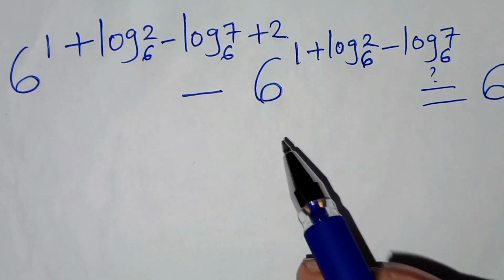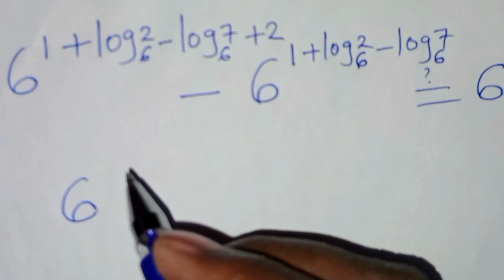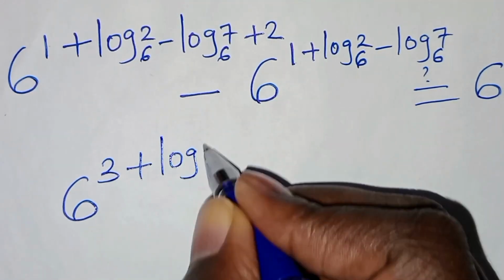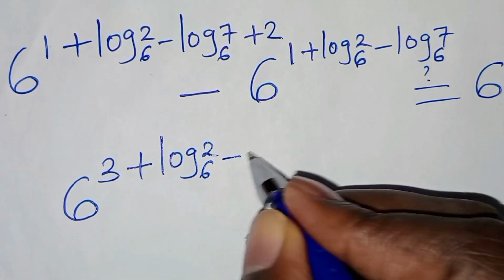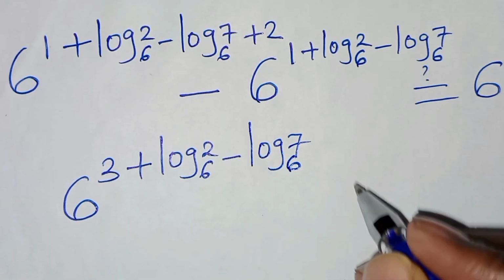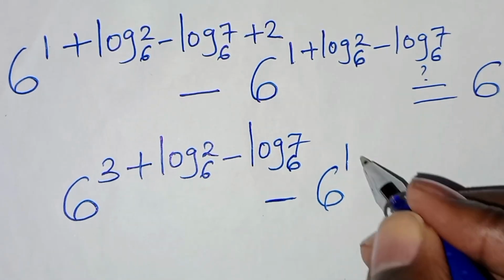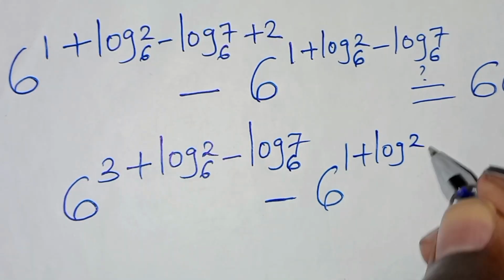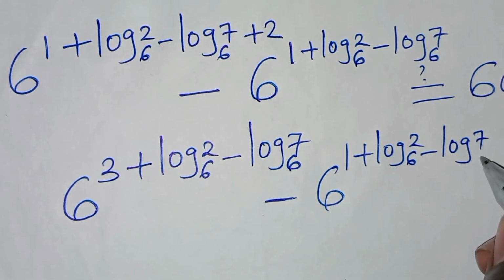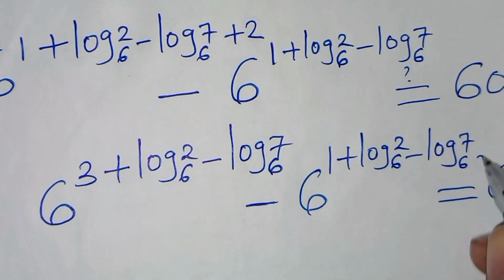Now, the next step is that we have 6 to power, this is 1 plus 2, so this is essentially equal to 3, plus log 2 to base 6, subtract log 7 to base 6, then we subtract 6 to power 1 plus log 2 to base 6, then subtract log 7 to base 6. This should give us a value of 60.